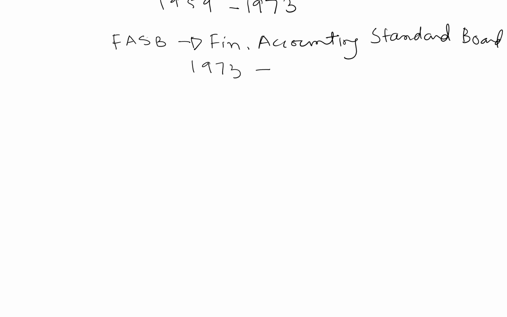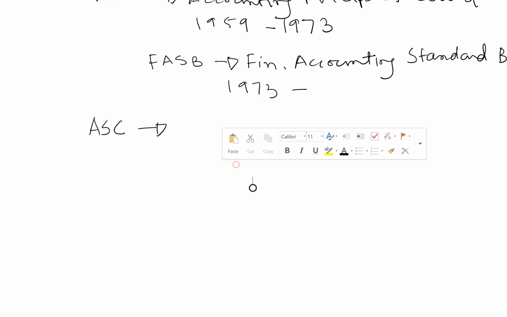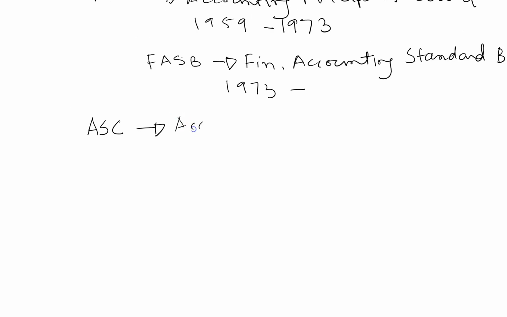Now, here you will also learn about the codification. Effective in July 2009, the FASB became the only single source of authoritative non-governmental US GAAP, and they established the codification. This codification is basically known as ASC. What does it mean? Just try to be familiar with these terms. ASC means Accounting Standards Codification.